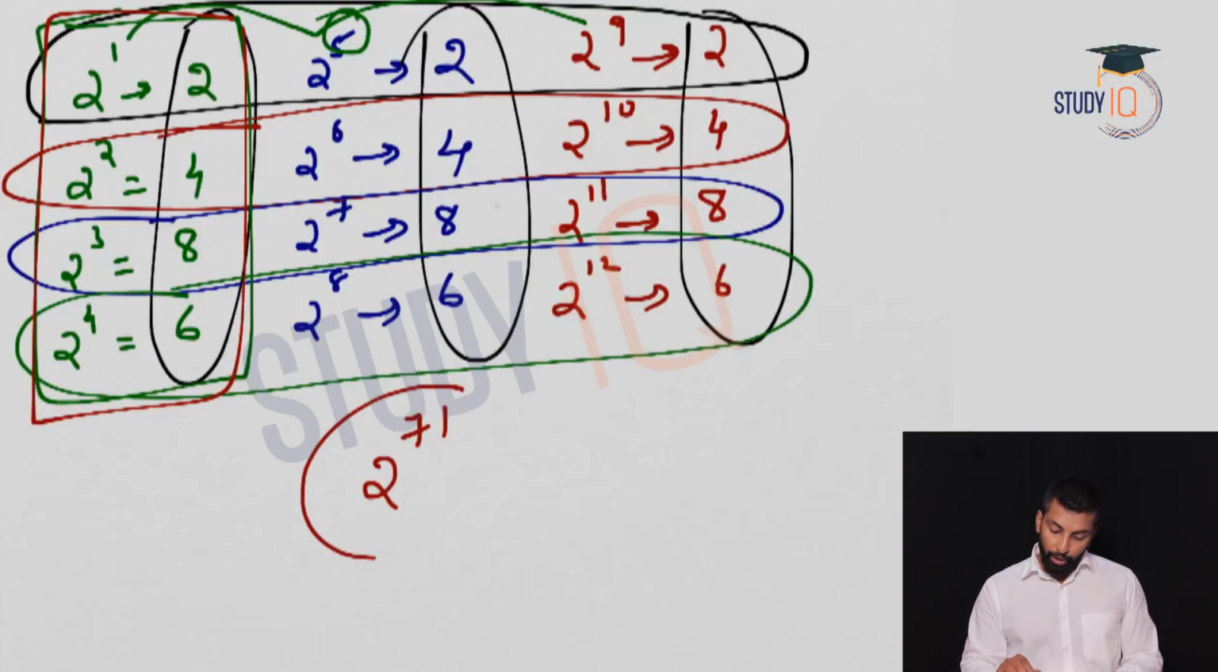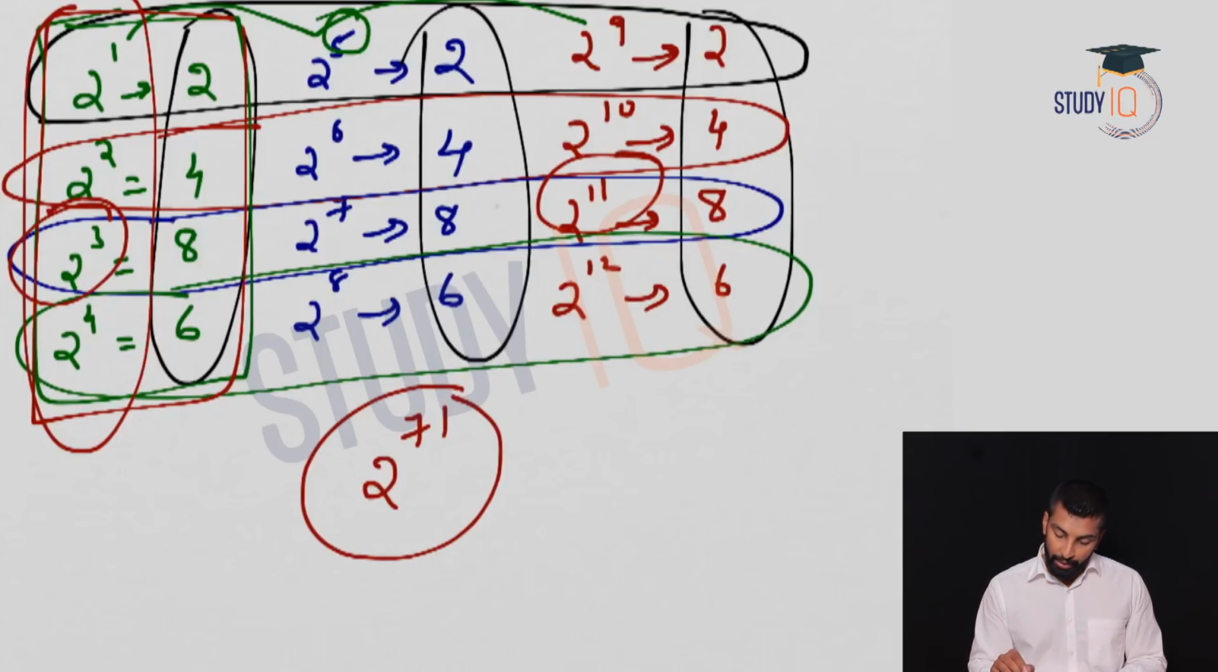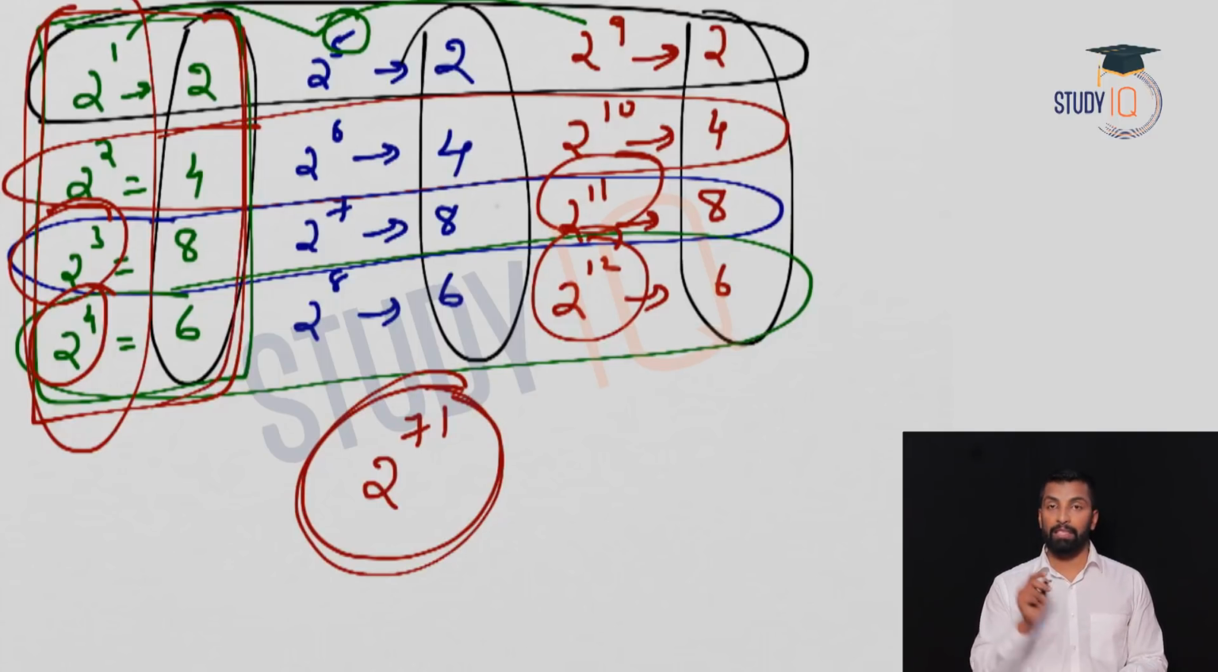So you need to know which of the following 2 raised to 71 belongs to. If it is 2 raised to 11, I can take it as 2 raised to 3. If it is 2 raised to 12, I can take it as 2 raised to 4. So if it is 2 raised to 7, where it belongs here, that's what I need to see. So I told you the frequency is 4, or the power cycle is 4.